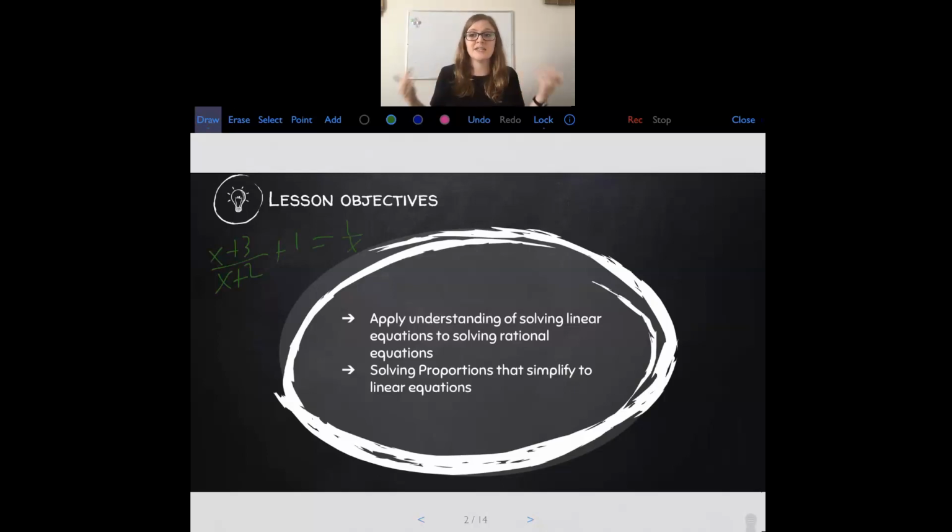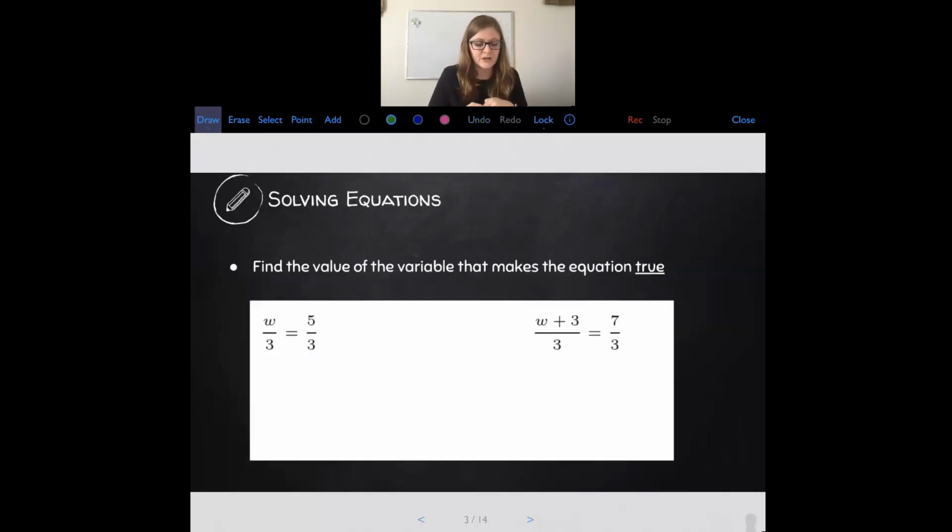So the problems are going to get longer, but they are going to become something like a linear or quadratic equation that we've all already learned how to solve. And then what we'll do is we'll solve proportions that simplify to linear and quadratic equations. So let's get started on solving equations.